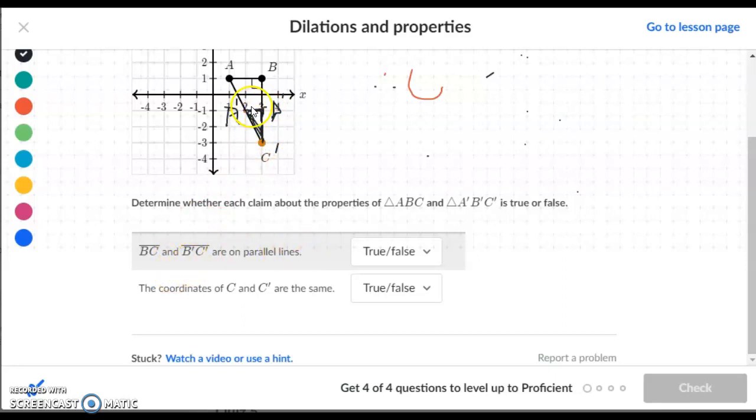They are parallel. They're right on top of each other, so they're not parallel. They're pretty much the same line, only one's just shorter. So we'll try and go ahead, and that answer would be false. And the coordinates of C and C prime are the same, and C didn't move. So C and C prime would be the same. So you really kind of have to go in and visualize where this new figure is, and then answer the question.